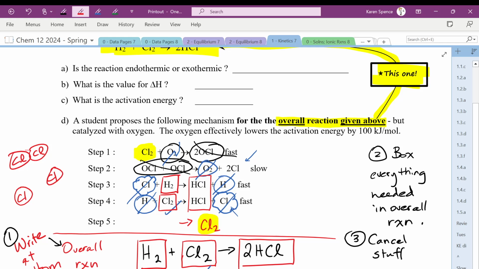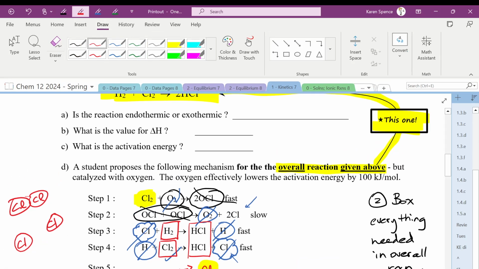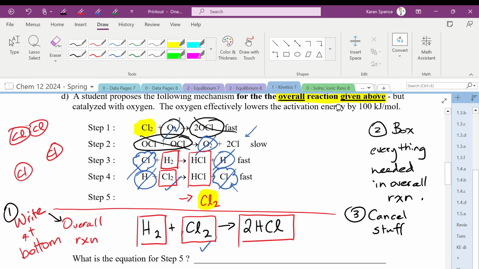So then you would say, okay, what else do I need to cancel out? Now I need to cancel out the Cl, which would go over here. 2 Cl, or Cl plus Cl, either way. Okay, good question. Yeah.